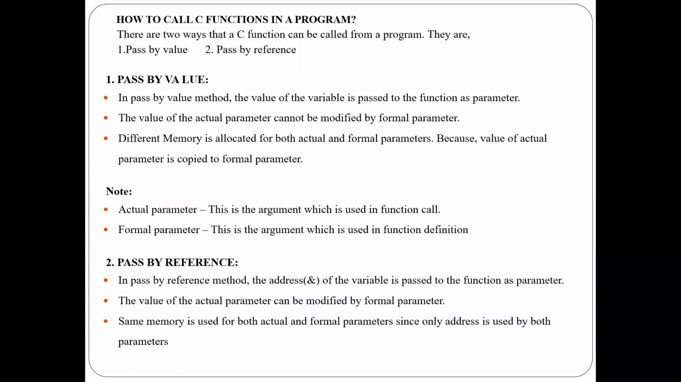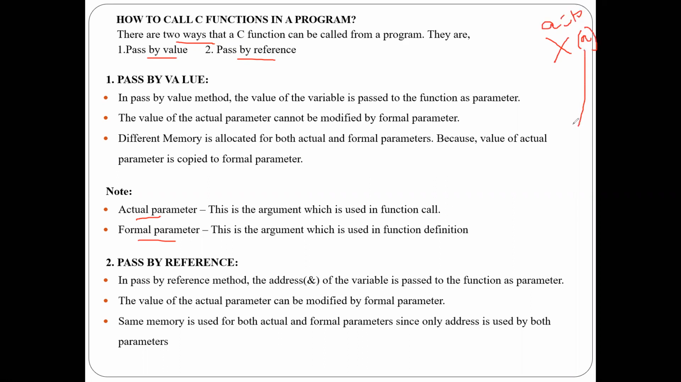Then the last one, how to call the function. Before we do this, we have to know there are 2 types of calling the function. One is pass by value and the other is pass by reference. Before going into that, we have to know what is meant by the actual parameter and the formal parameter. Whenever I call the function with some value, for example, a has 10, this value will be passed to some function with int k. So the 10 will be passed to the k.